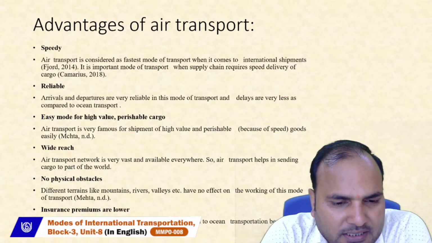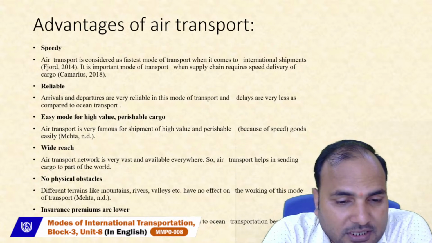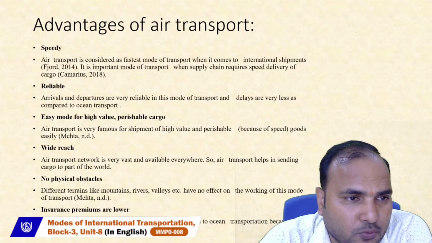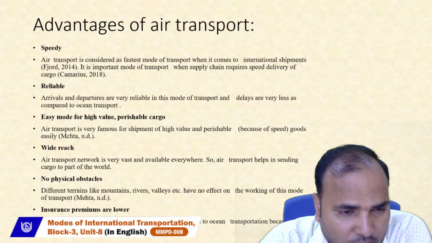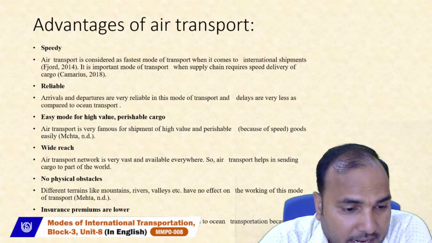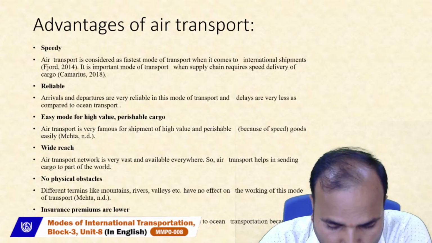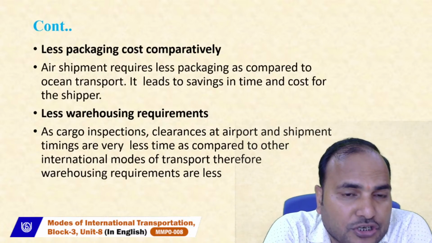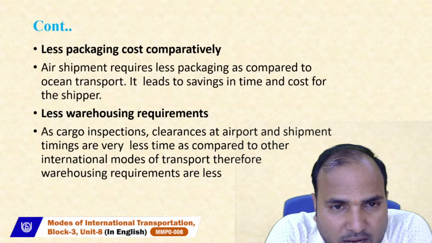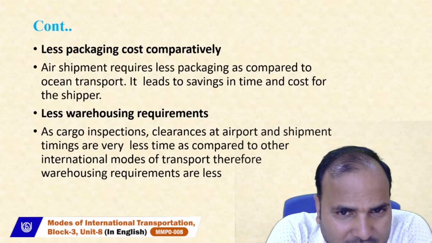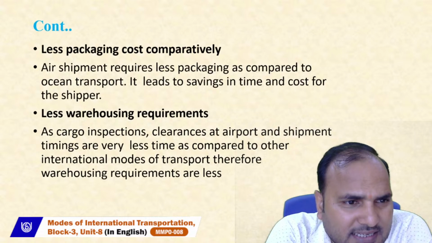Insurance premiums for air shipments are low as compared to ocean transportation because of the lesser time required to reach the destination. So these are the different advantages. One is speed, another is that it is reliable. It is an easy mode for high value and perishable cargo. Then a wide reach is possible, with no physical obstacles. Insurance premium is also very low. Another advantage is comparatively less packaging cost. Air shipment requires less packaging as compared to ocean transport, because it leads to savings in time and cost for the shipper.